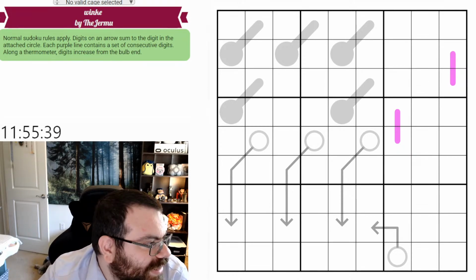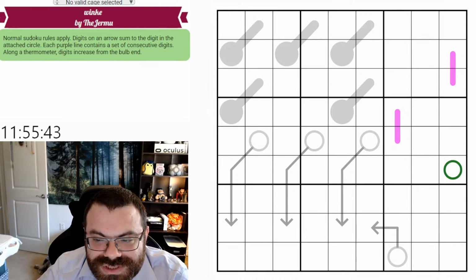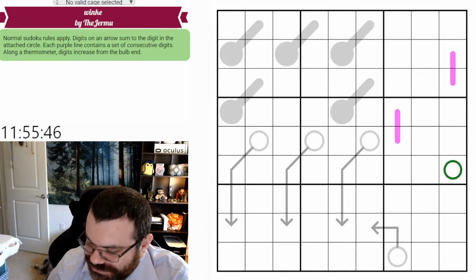Did I give the links? I did. I was not provided a bet cell, so I'm going to pick row 6, column 9. Go ahead and bet on that one.